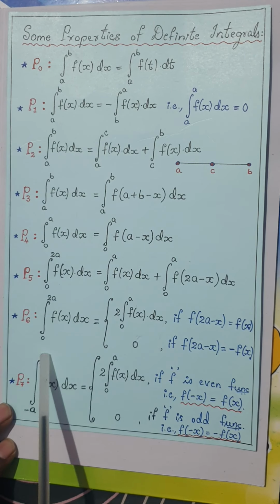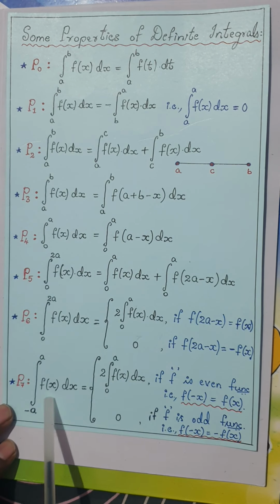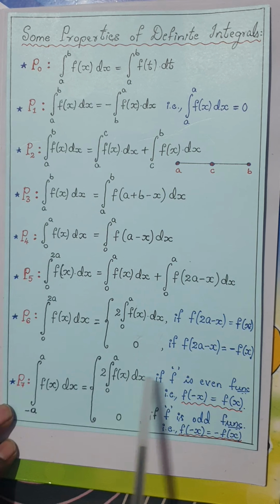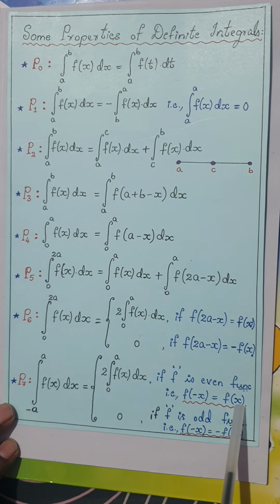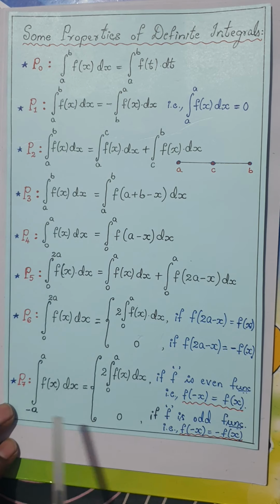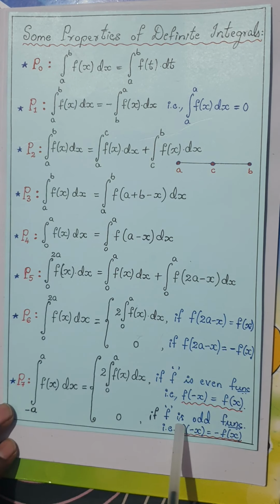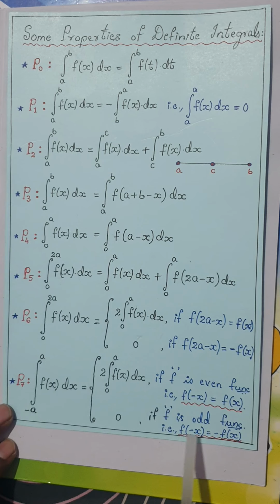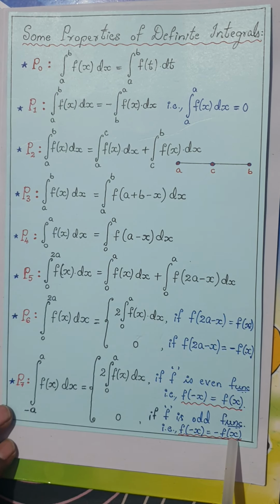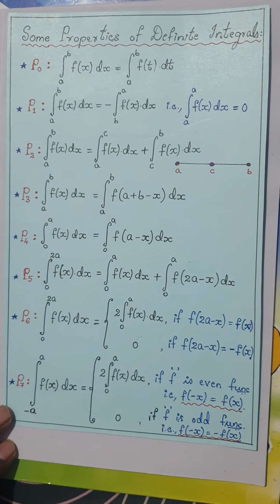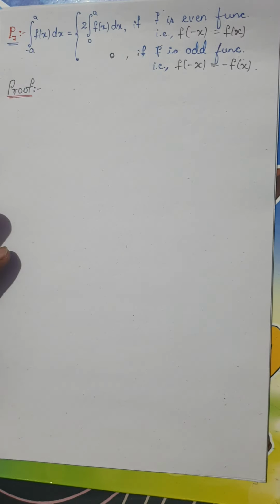Before that, the integral from minus a to a of f of x dx can be written as 2 times the integral from 0 to a of f of x dx if f is an even function, that is, f of minus x is f of x. And the integral becomes 0 if f of x is an odd function, that is, f of minus x is equal to minus f of x. We are going to move straight into the proof of P7.